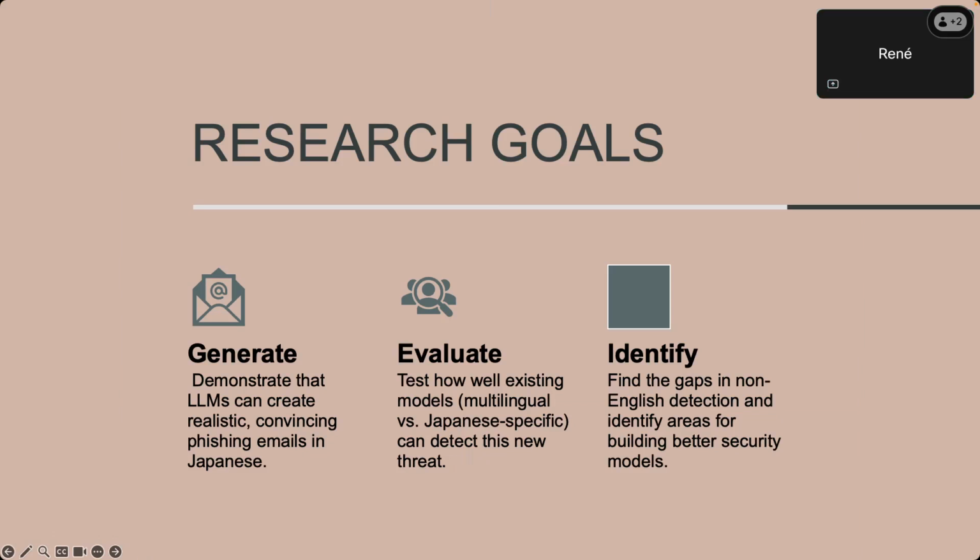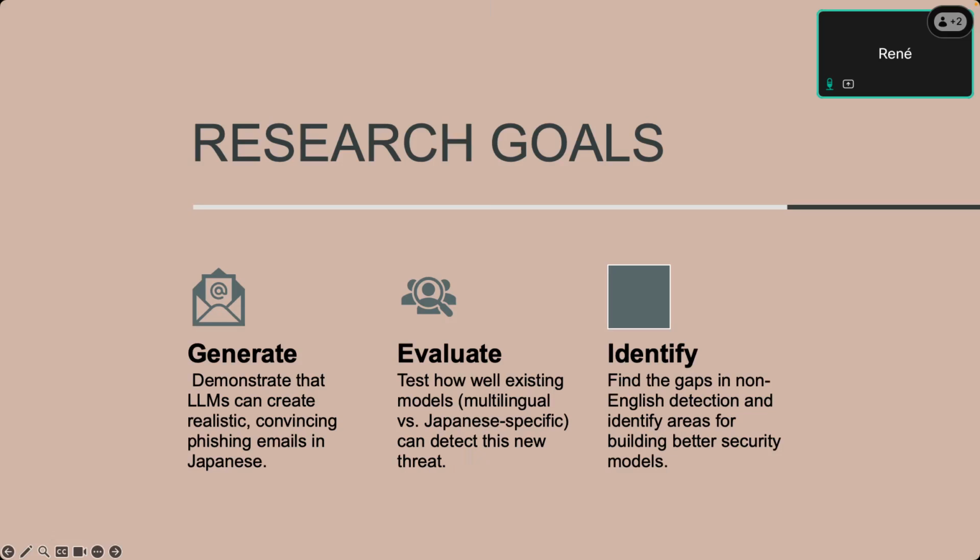So the goals for this research are these ones. It's going to sound a little bit bad, but let me explain. First, we're going to generate phishing emails in Japanese. We're going to demonstrate that LLMs can create realistic, convincing phishing emails in Japanese. After that, after obtaining that data, we're going to evaluate it in different Japanese-focused models and multilingual-focused models.